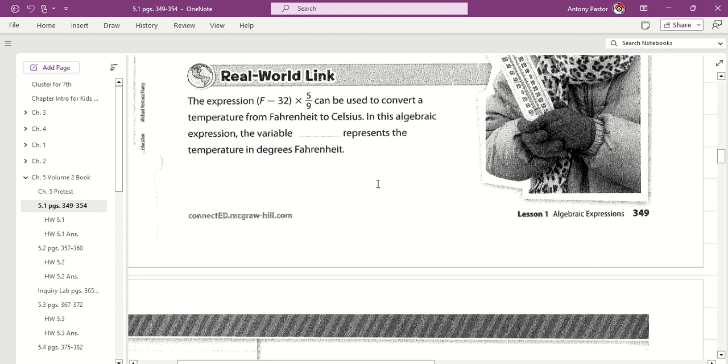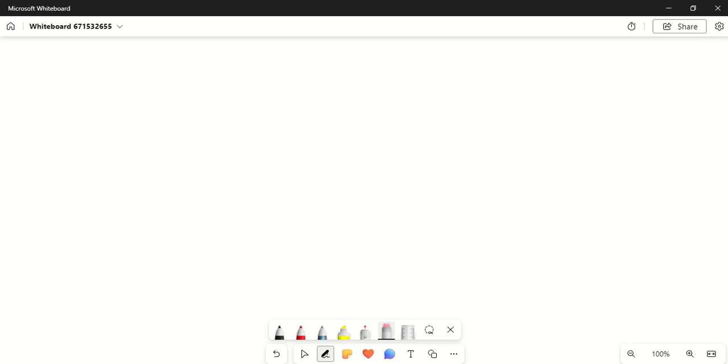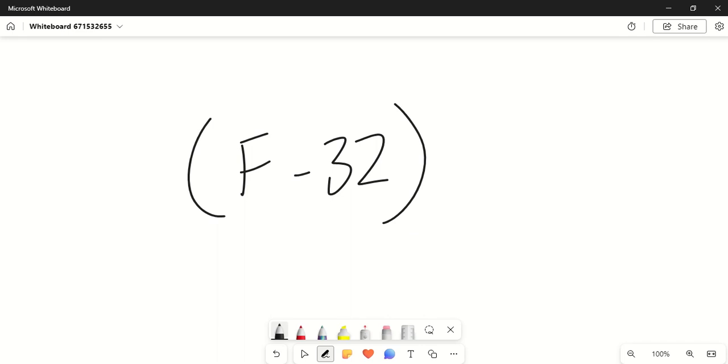Here's a real-world link. The expression f minus 32 times 5/9 can be used to convert a temperature from Fahrenheit to Celsius. In this algebraic expression, the variable f represents the temperature in degrees Fahrenheit. So what we do here is we are going to write this expression out. F minus 32, and then we multiply that by 5/9.